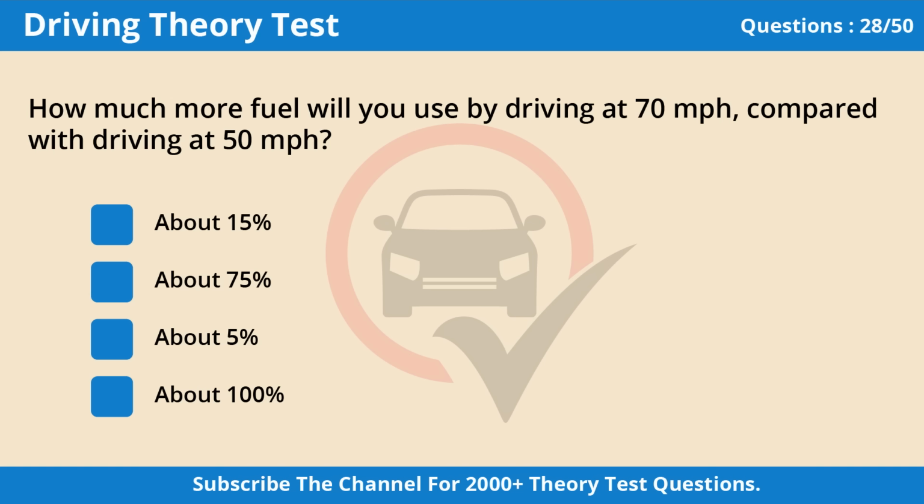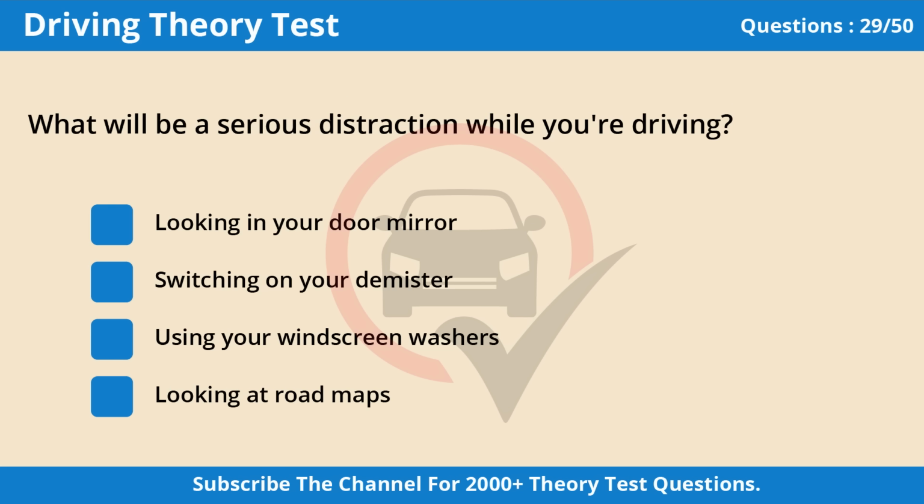Question 28. How much more fuel will you use by driving at 70 miles per hour, compared with driving at 50 miles per hour? A. About 15%. B. About 75%. C. About 5%. D. About 100%. The answer is A. About 15%.